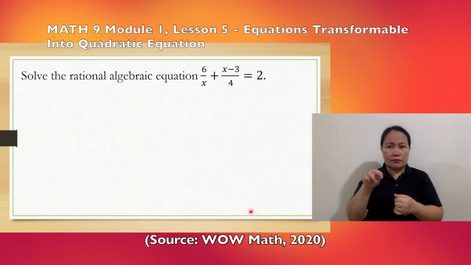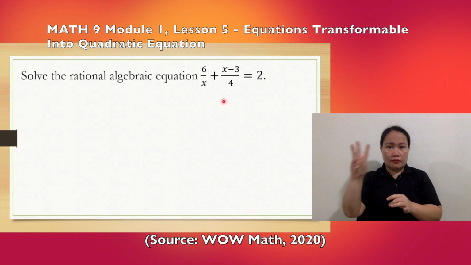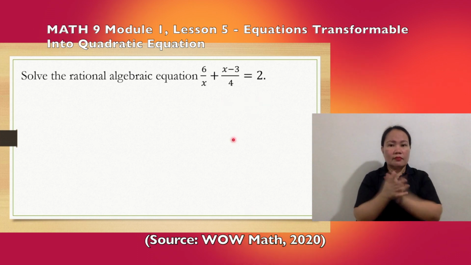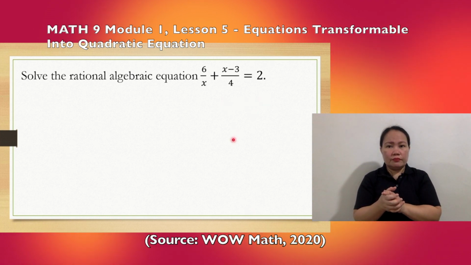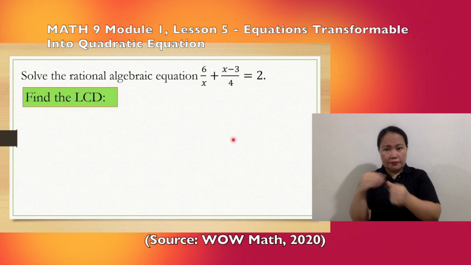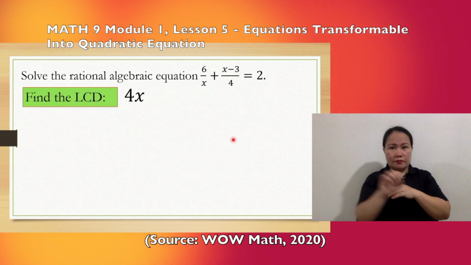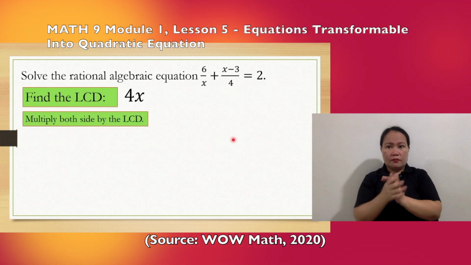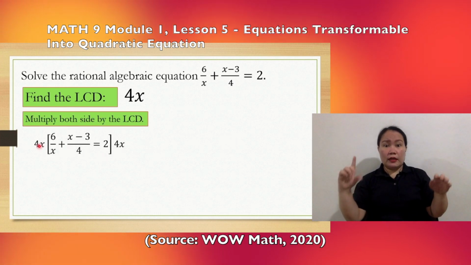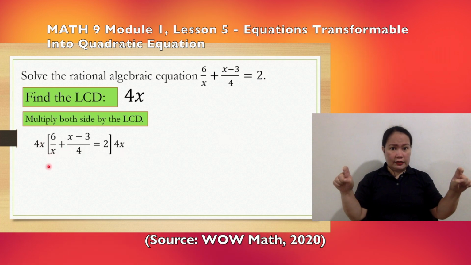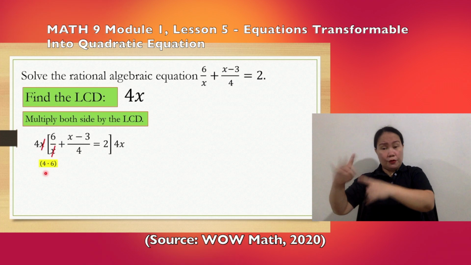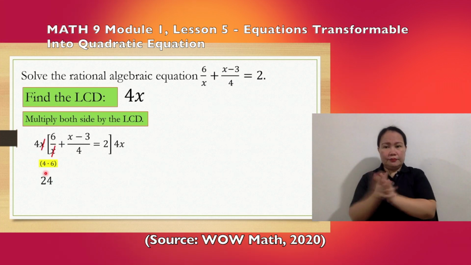So, solve the rational algebraic equation. We have 6 over x plus x minus 3 over 4 is equal to 2. Kanina sa activity natin, kinuha muna natin yung LCD to solve this equation. So, find the LCD. So, ano yung LCD niyan? That is 4x. And then, after that, multiply both sides by the LCD. So, multiply natin si 4x kay 6 over x. So, makakancel natin si x. May iwan si 4. So, imumultiply natin kay 6, and that is 24.